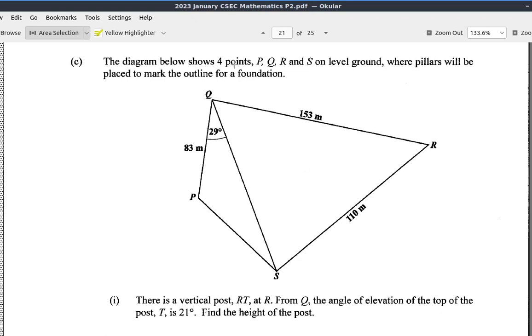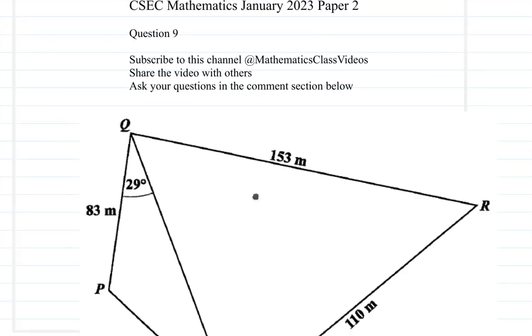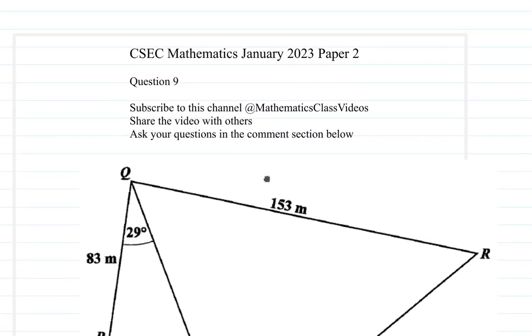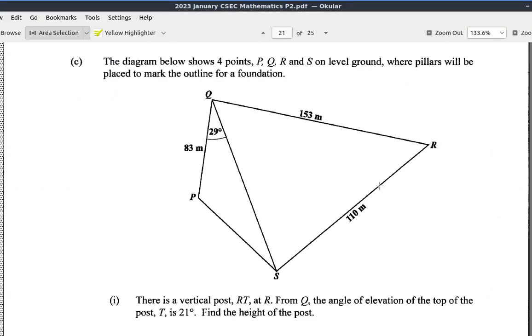Alright, we are at part C of, what is it again? Question 9. I had copied the diagram over here. Part C of question 9 of the CSEC Mathematics, January 2023, paper 2. What is said here? The diagram below shows 4 points, P, Q, R, S.